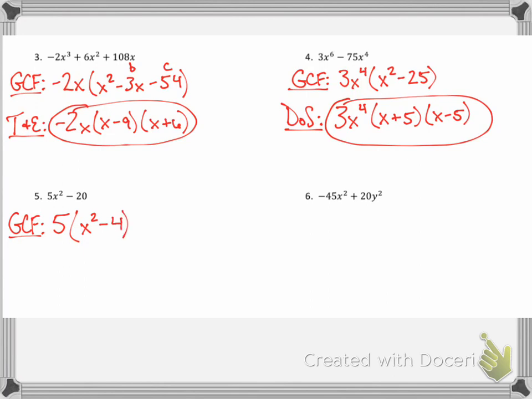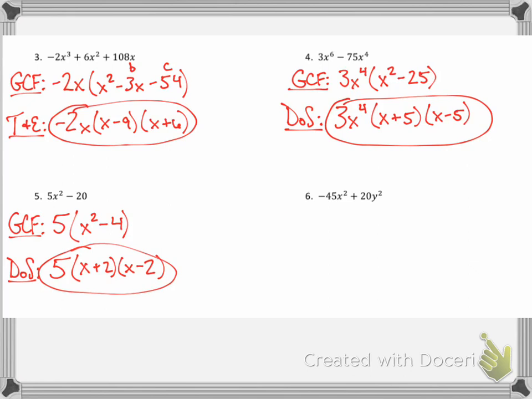I have another binomial in the parentheses. Again, the only way that can break apart is if it follows difference of squares. Are they subtracted? Yes. Are they both square rootable? Absolutely. So I can use difference of squares. Pull down the 5. X squared minus 4, if I break that apart, square root each piece, I'd have x plus 2 and x minus 2. So my final answer is 5 times x plus 2 times x minus 2.